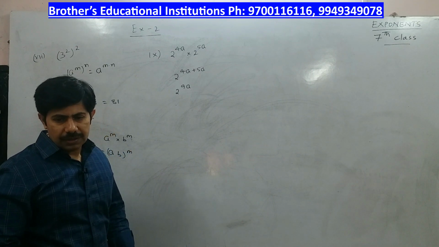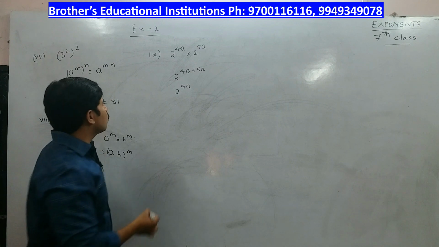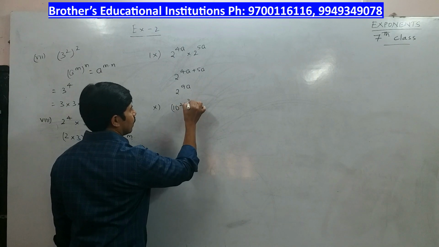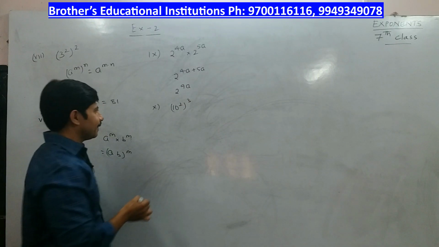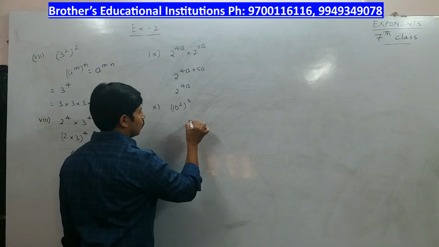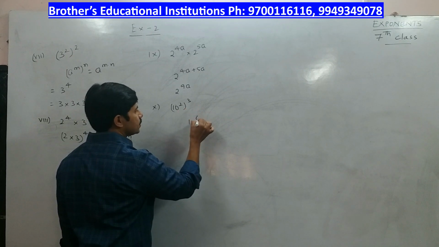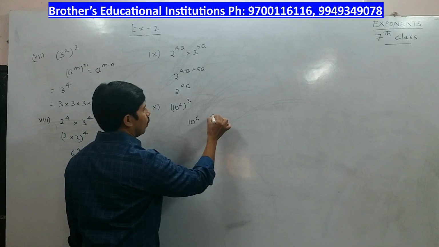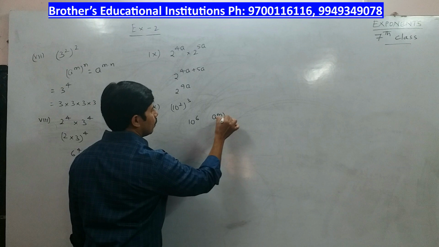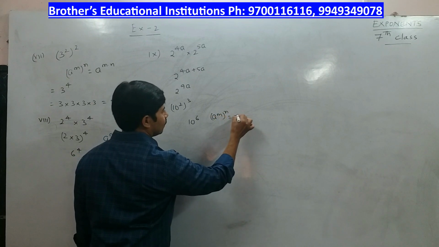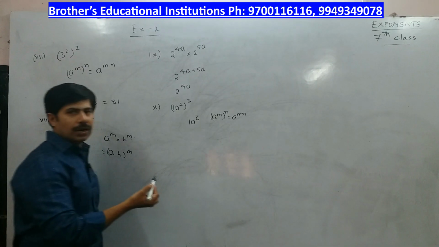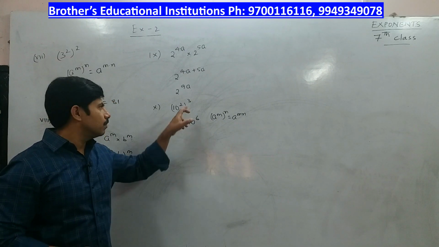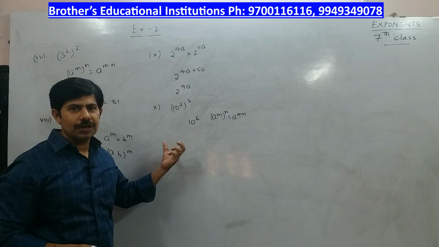Next, after that we have 10 square whole cube. So 10 to the power of 2 into 3 is 6. So here this is of the form a power m whole power n, so it is a power mn. So 10 square whole cube can be written as 10 to the power of, multiply these two, 6, 10 to the power of 6. Okay.